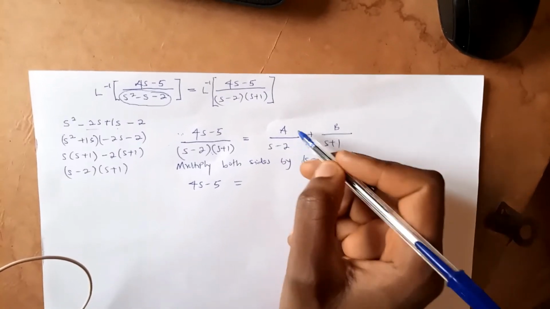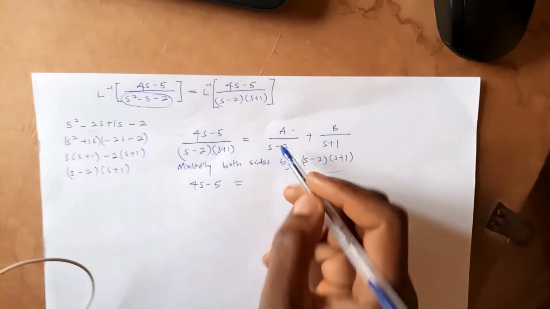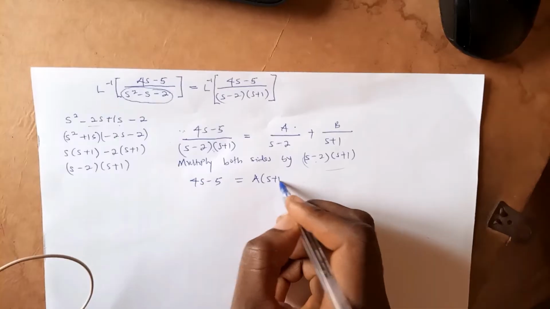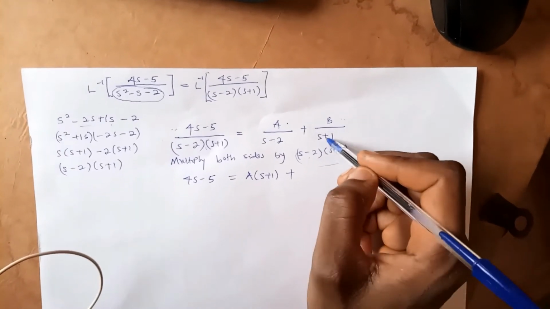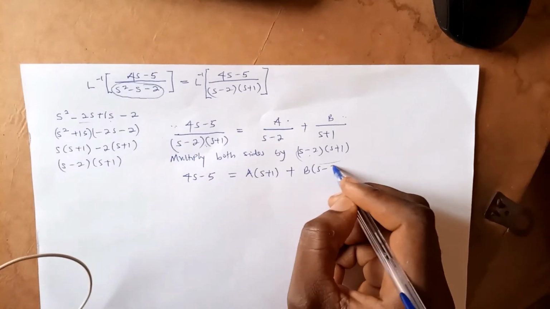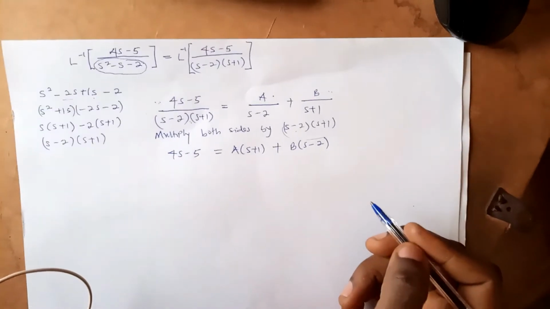If I put everything here, this one will cancel this. What will now remain? A into (x plus 1), then plus, if I put everything here, x plus 1 will cancel, and then you now have B into (x minus 2). You see that now? So the next thing is this.